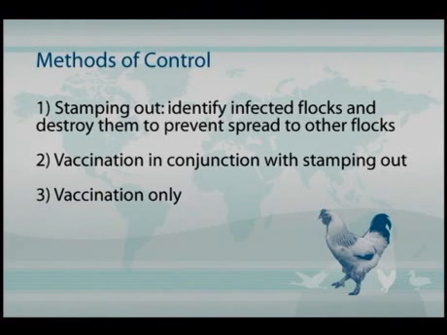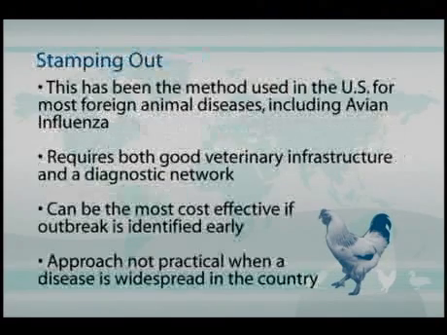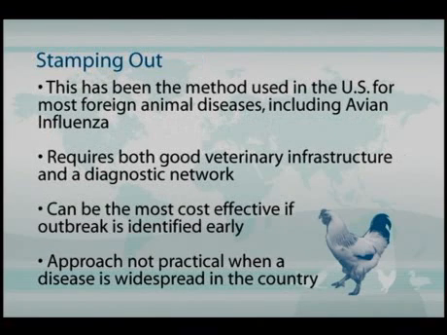Now, vaccination can be used actually in 2 different ways. It can be used as part of a stamping out program, or it can be used just as a disease control program, and I really need to differentiate between those 2 different ideas. But first, let's talk about stamping out. Stamping out can be a very effective way of controlling a disease outbreak, and it has been the way we've controlled most foreign animal diseases in the U.S., including avian influenza.